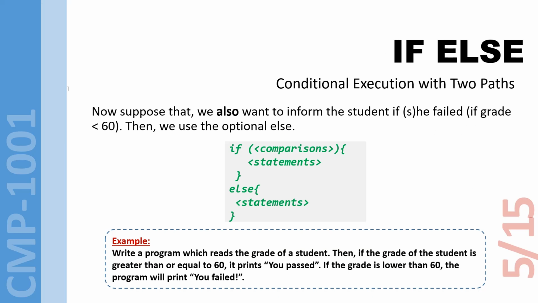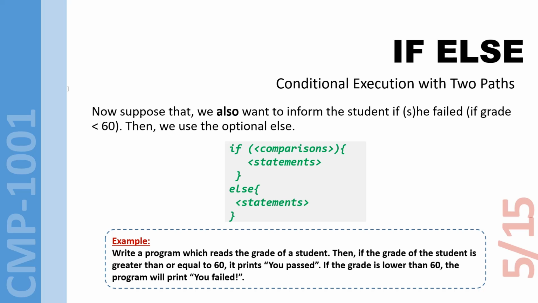Now suppose that we also want to inform the student if he or she has failed. If the grade is less than 60, we also want to tell the student that you have failed. In those kind of scenarios, we use the optional else clause of the if clause. The else clause goes after the if clause. So at the end of the curly bracket of the if, you simply write down else. You don't write down anything next to it. You simply open up a curly bracket, write down whatever you want to be done if the comparison's value is false, and then you simply put a closing curly bracket.